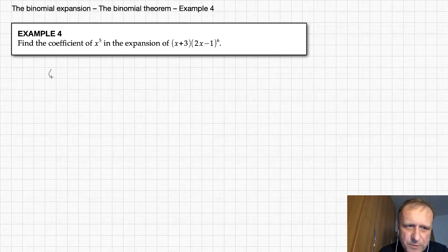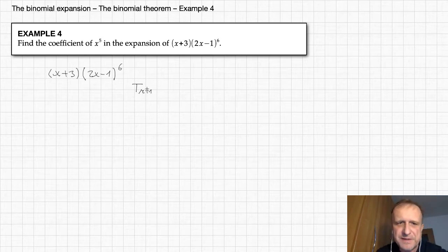So let us copy what we have. So we have (x + 3) times (2x − 1) to the power of 6. Now I can express this as a binomial expression, but before I do that, I do not want to write all 7 terms there. So you know that this bracket will contain 7 terms. Okay, so let me try to express the general term, the term with index r plus 1.